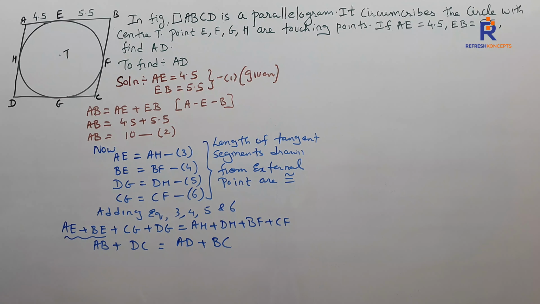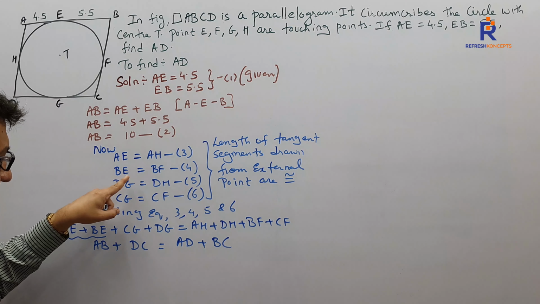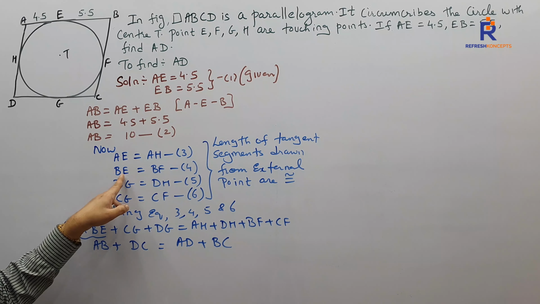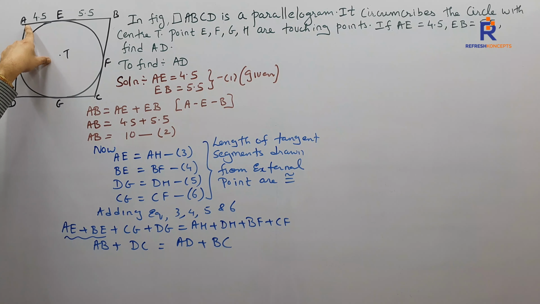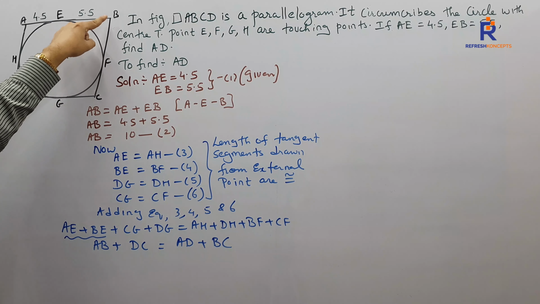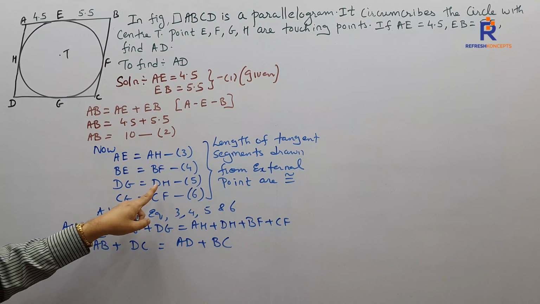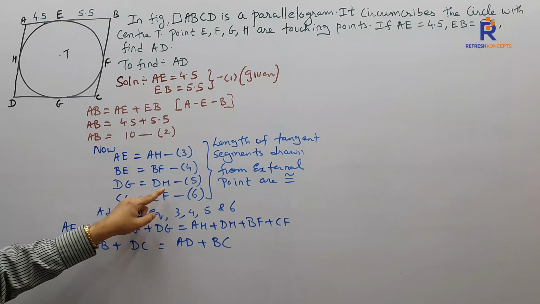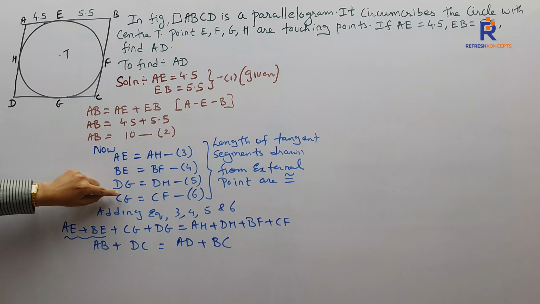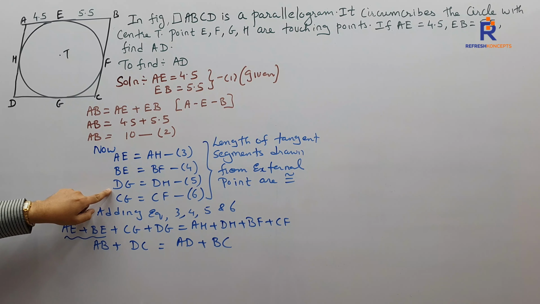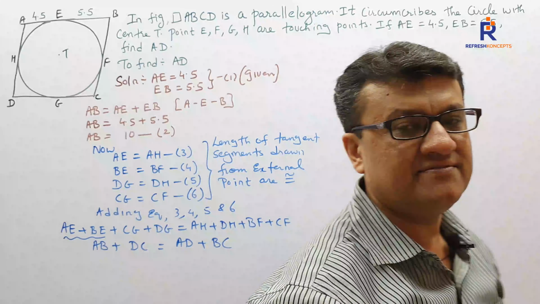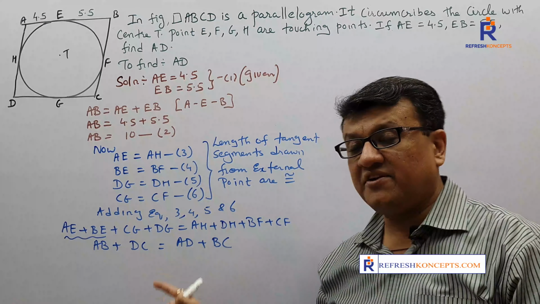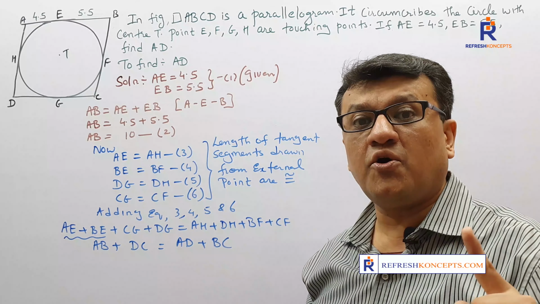Here I want to point you out. Had I taken BF here, BE there, then AE plus BF, will that give me any kind of addition? No. Had I taken DH here, DG here, then CG plus DH, is it going to give me anything? No. Understand, this is a very special kind of sum where if you don't follow the order, you will not get it.